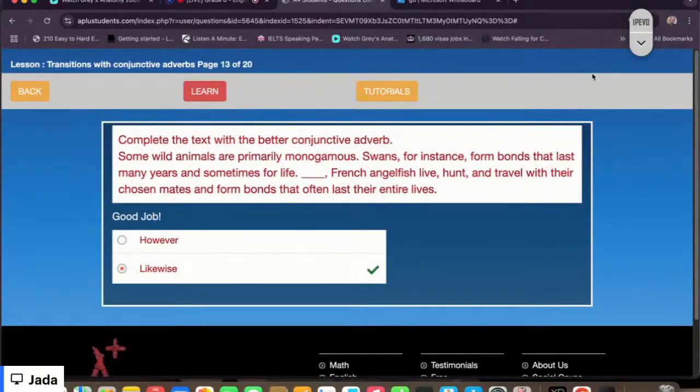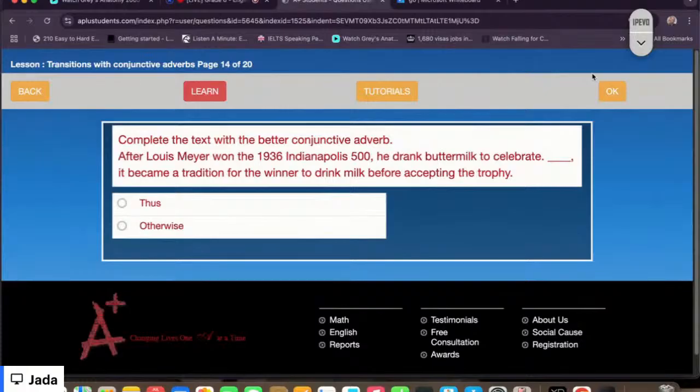All right, so we have likewise. Okay, so after Louis Meyer won the 1936 Indianapolis 500, he drank buttermilk to celebrate. Dash, it became a tradition for the winner to drink milk before accepting the trophy. Thus or otherwise?